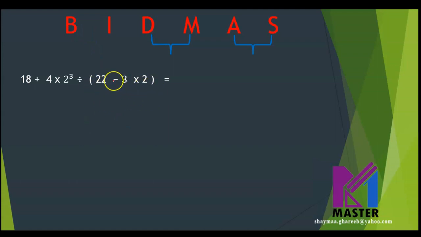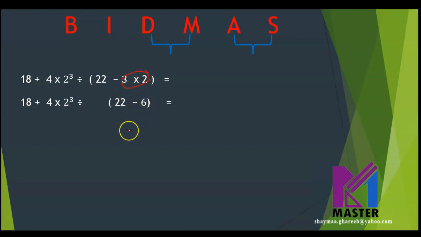I have two operations, subtraction and multiplication. What should be done first? The multiplication. So I will do the multiplication, 3 times 2. Here it is. I will keep all the operations before it as it is. I didn't change anything. 18 as it is plus 4 times 2 to the power of 3 divided by, and I will keep the bracket. I will only work out the multiplication. 22 as it is. 3 times 2 equals 6.